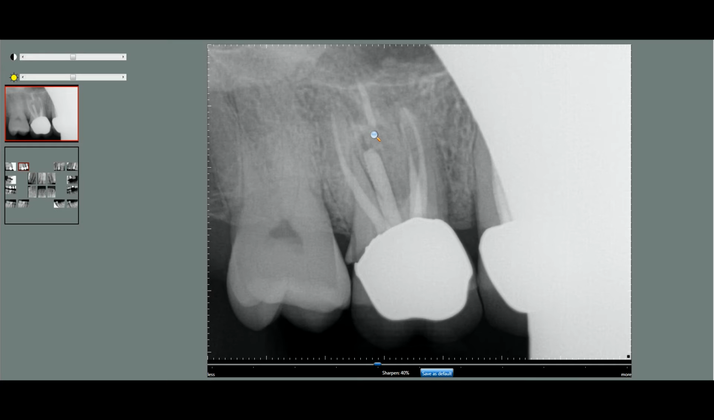A cone beam scan is very similar to a CAT scan used in medicine. It allows us to see individual slices, so nothing is superimposed like on a traditional x-ray. It also creates a three-dimensional picture of the area in question.